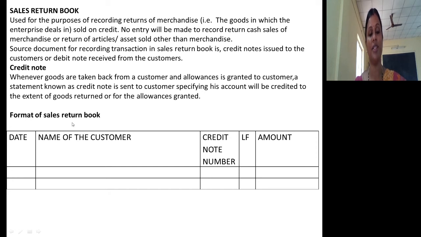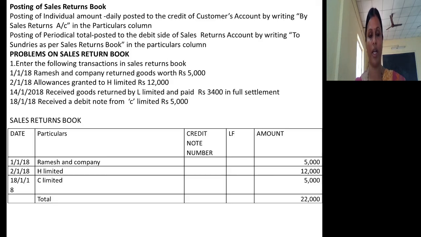So format of sales return book: the date column will record the date on which customers returned goods, name of customers who returned the goods, credit note number, then the ledger folio, then net amount will be recorded. Here the amount of goods returned by the customer or allowances granted to customer will be recorded.